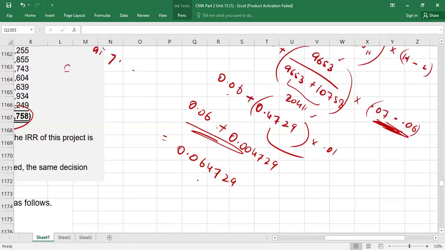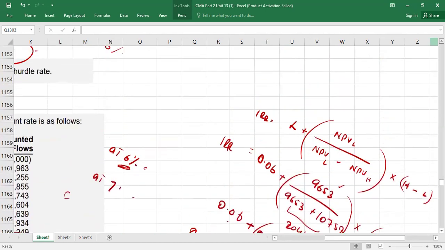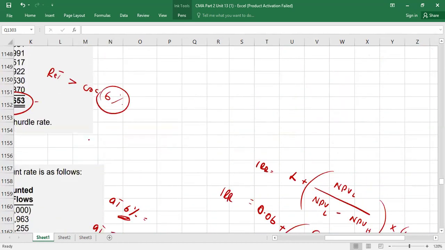If you solve this, you get 0.064729. Because I want the answer in percentage, I can multiply by 100. So 0.064729 multiplied by 100 gives 6.47, or 6.5%, your IRR. As I told you, at 6% NPV was positive, at 7% NPV was negative. It means IRR is in between, so that is 6.5%. Understood? This is how you will calculate IRR.